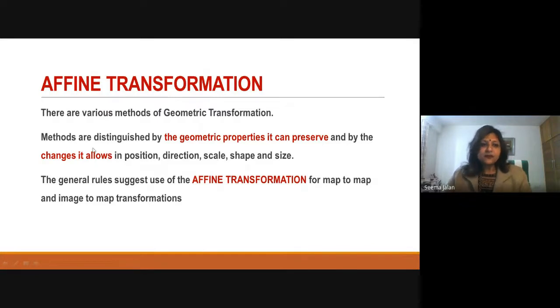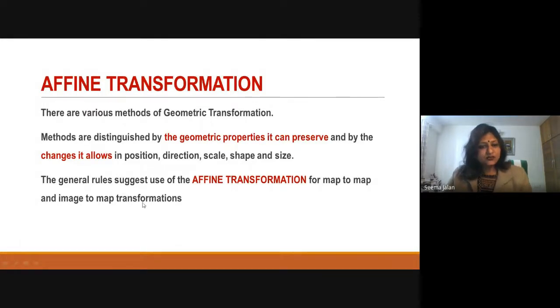Okay, so methods are distinguished by the geometric properties they can preserve. Based on that, we define different types of geometric transformation methods by the changes they allow, in position, direction, scale, shape, and size. The general rules suggest, for the purpose of georeferencing, use of affine transformation, for both map to map or image to map transformation.